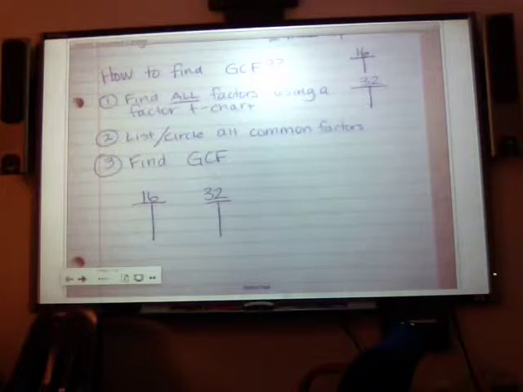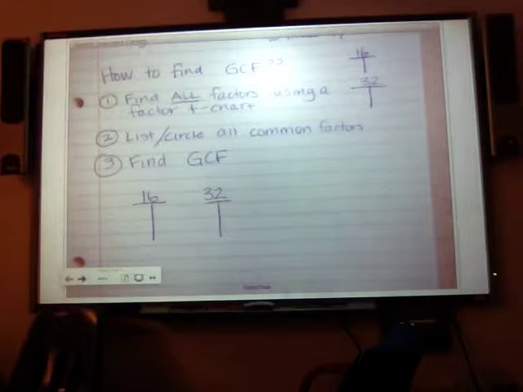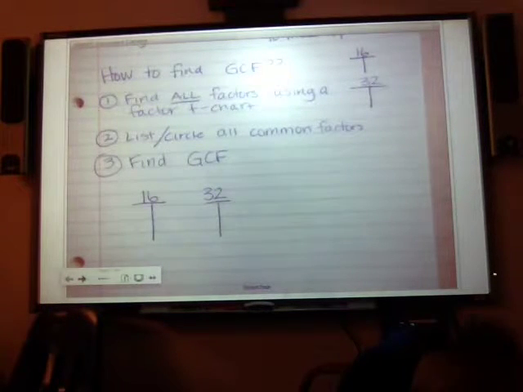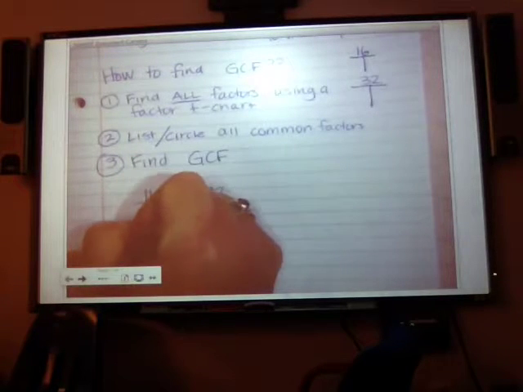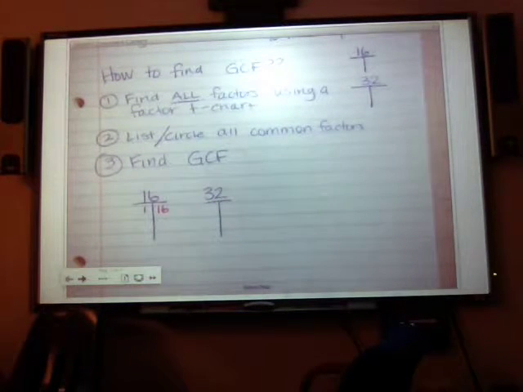Mr. Cook, what is my first step that I need to take? Find all the factors using the factor T chart. You're exactly right. Find all my factors. So is 16 divisible by 1? Yes. Every number is divisible by the number 1. 1 times 16. Right now, how can I identify 16? Is 16 prime or composite right now that we're looking at? Just right now, with the 2 factors I gave you.